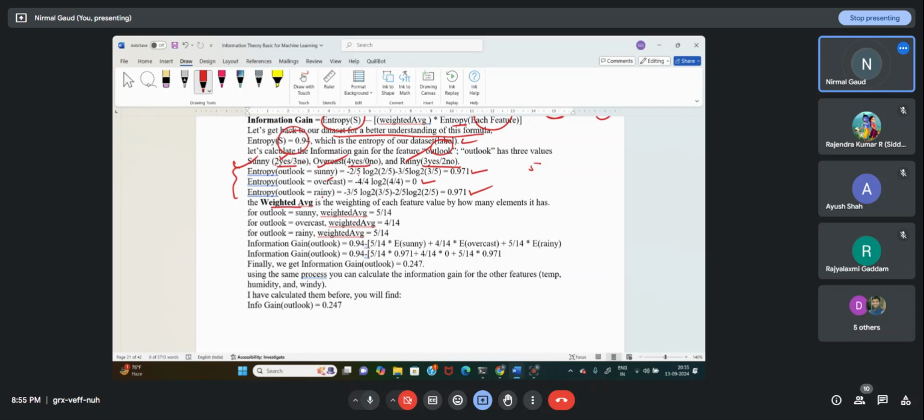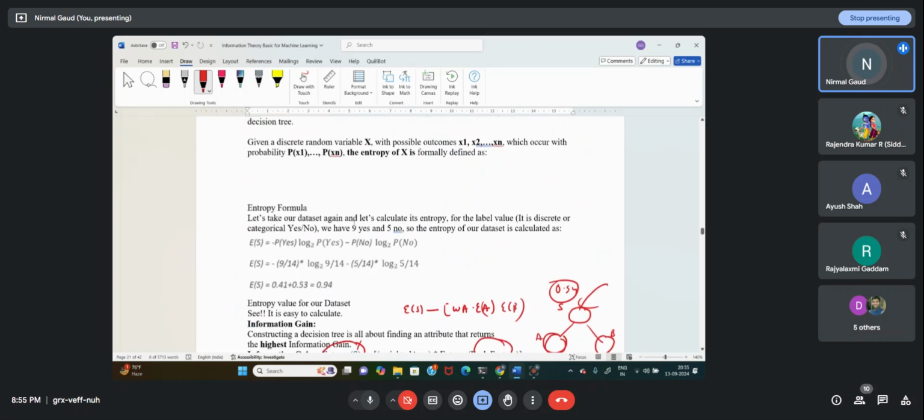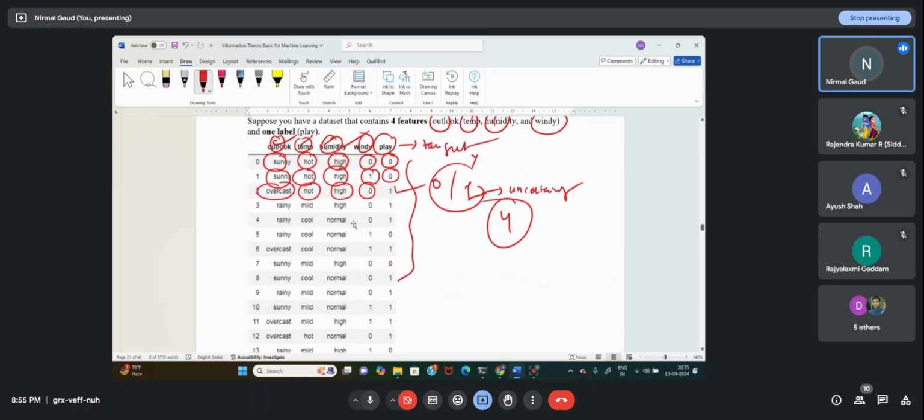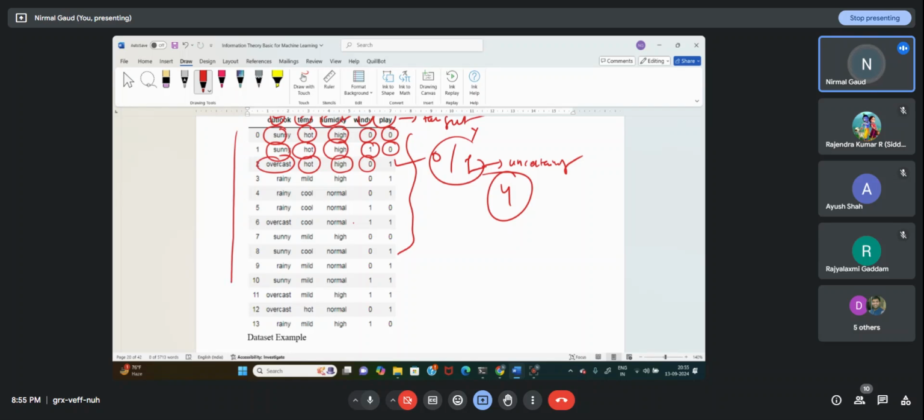What is the weighted average? It is the weight of each value by how many elements it has. For sunny, the weighted average is 5 by 14. Why? Because the total number of entries in your data is 14. You can see total entries are 14. And how many sunny are there? 1, 2, 3, 4, 5. 5 sunny are there. So 5 by 14.